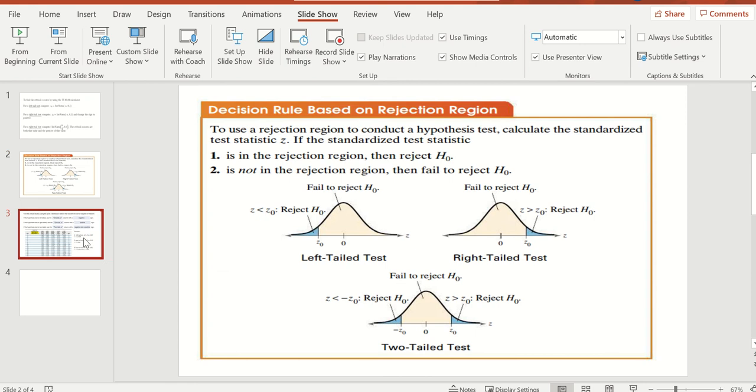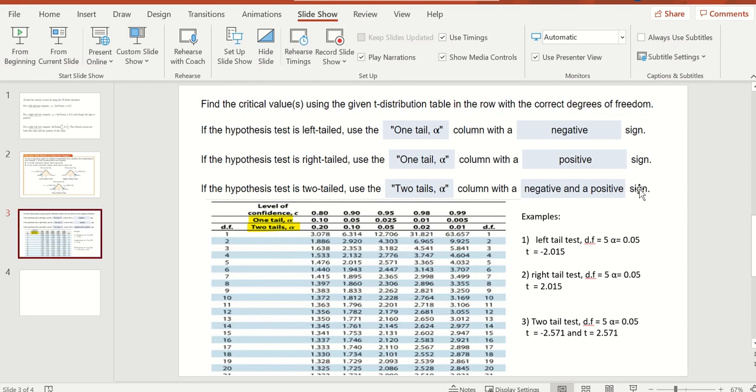The other thing that can come up too is if you need to find the critical value for a t-score. The thing that's really convenient about the t-score chart is it actually breaks it down according to your tail. One tail is alpha, or two tails for alpha. If you're using a left-tailed test, then you would look up the one tail, and then just remember it has to be a negative sign.